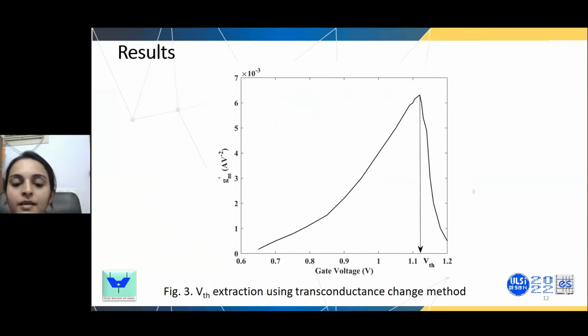Well, this is the extraction procedure, the VTH extraction from the simulation, and it is done by the transconductance change method. According to this method, the derivative of the transconductance gives the threshold voltage, and it is nothing but the gate voltage at which this change in transconductance will be a maximum, and it is shown using this arrow. You can see the threshold voltage is the peak value of the curve.